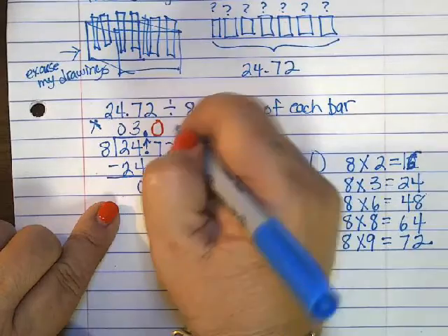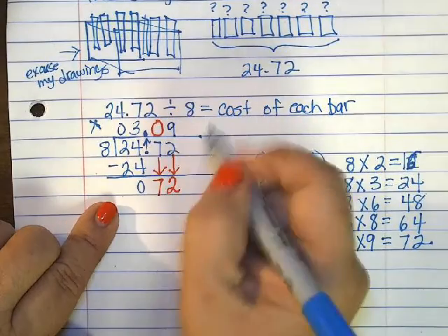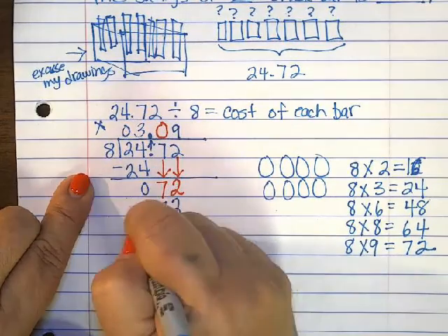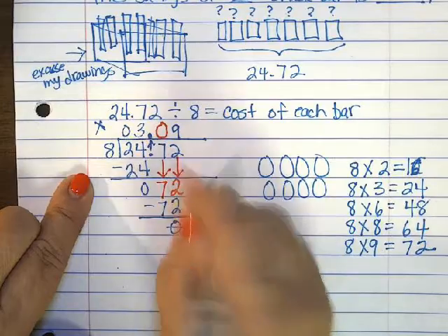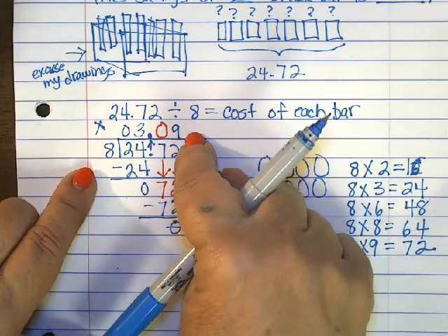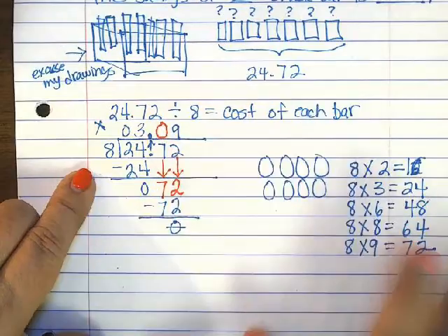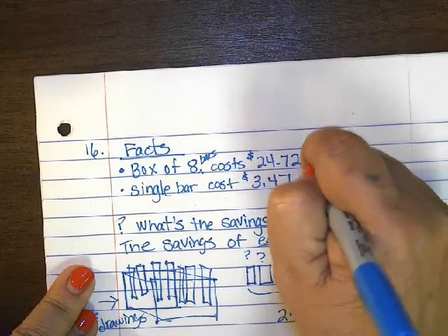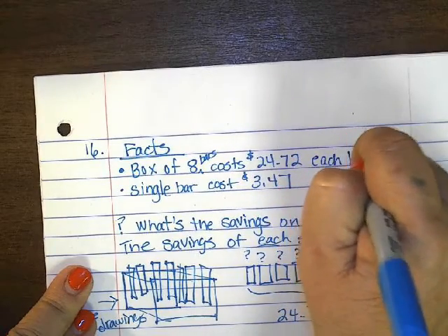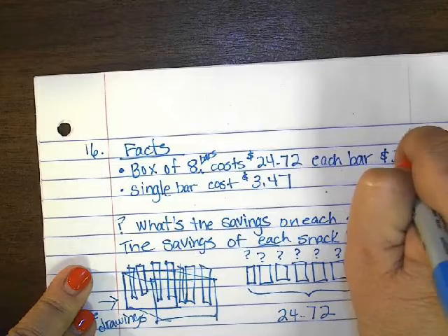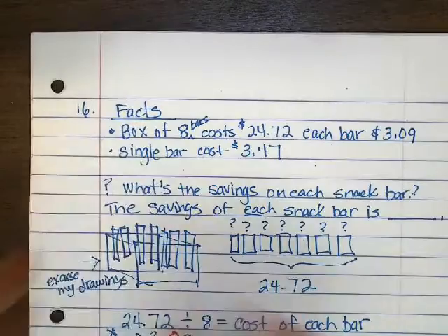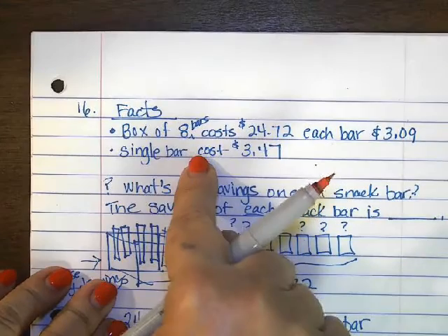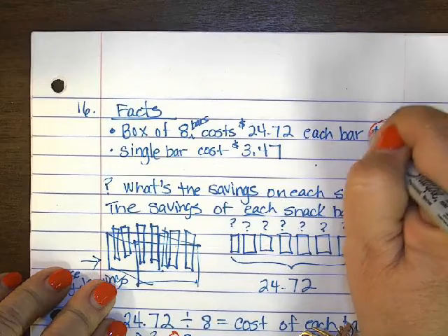So it's going to be 9 pennies. So 9 times 8 equals 72. And I'm subtracting that out, and that's 0. So each bar is going to cost $3.09. So I'm going to place this over here. So each bar is $3.09. But now it wants us to find the difference. What is my savings by buying it in a box? The savings of each bar.